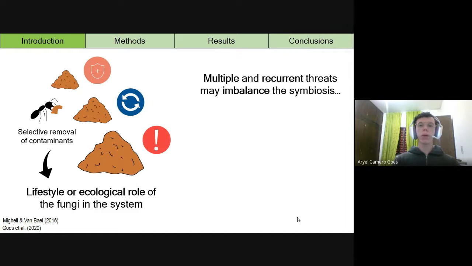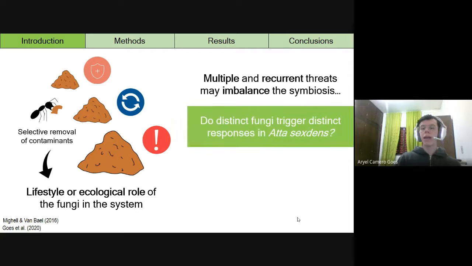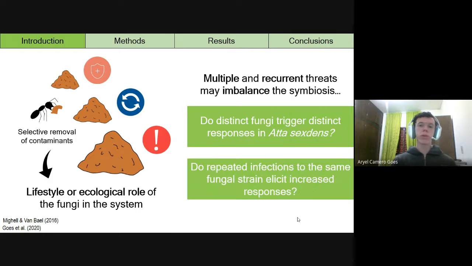So, knowing that multiple and recurrent threats may imbalance this symbiosis, we inquire for Atta if distinctive fungi trigger distinctive responses in the system. Also, knowing that these ants might be coming into touch through generations with the same pathogens, we ask: do repeated infections with the same fungal strain elicit increased responses in the colony?